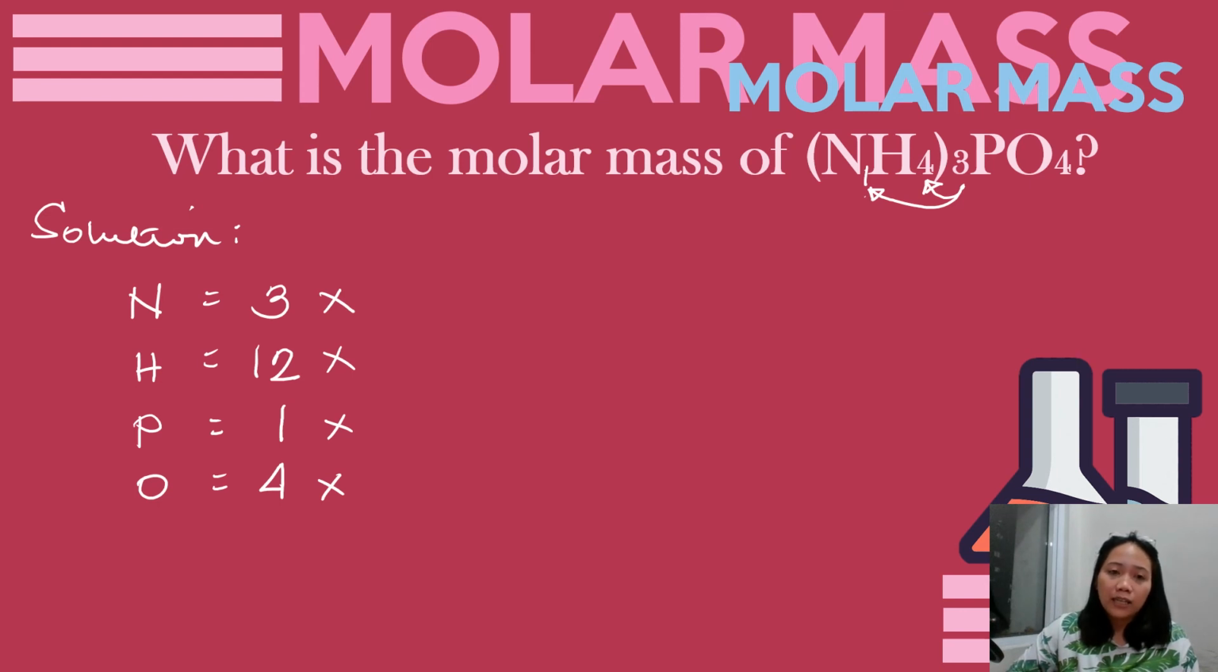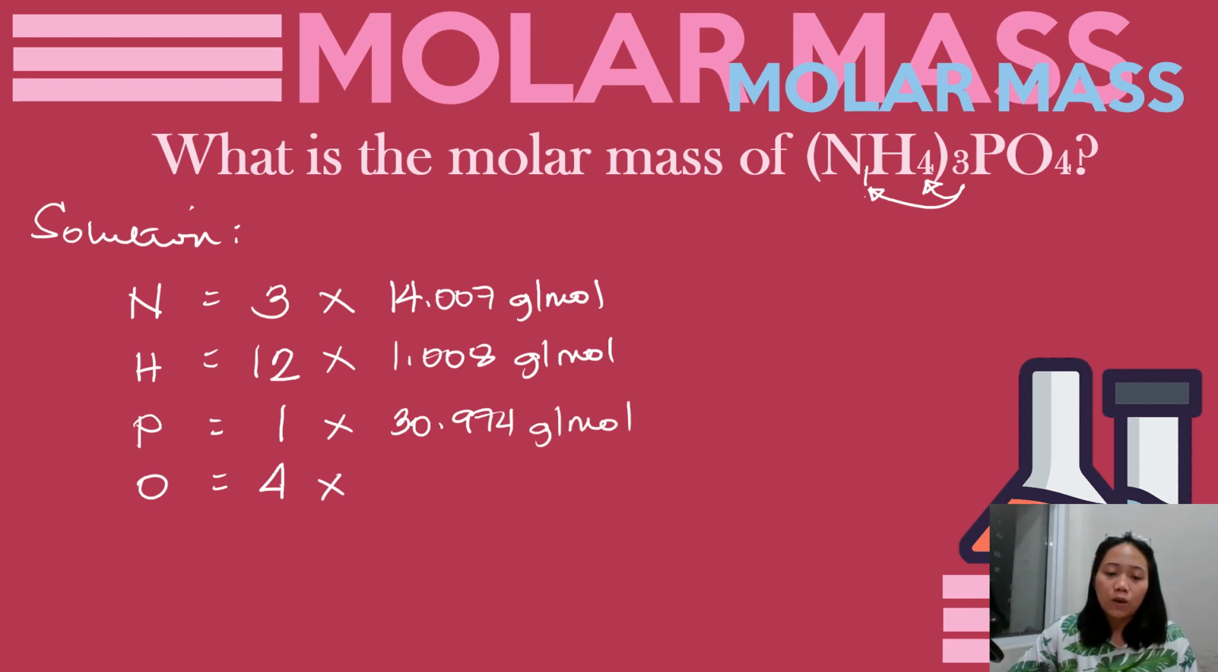For nitrogen, that is 14.007 grams per mole. For your hydrogen, that is 1.008 grams per mole. And for your phosphorus, you have 30.974 grams per mole. And for the last one, which is oxygen, it's 15.999 grams per mole. Then all you have to do is to add everything, to obtain all their products.